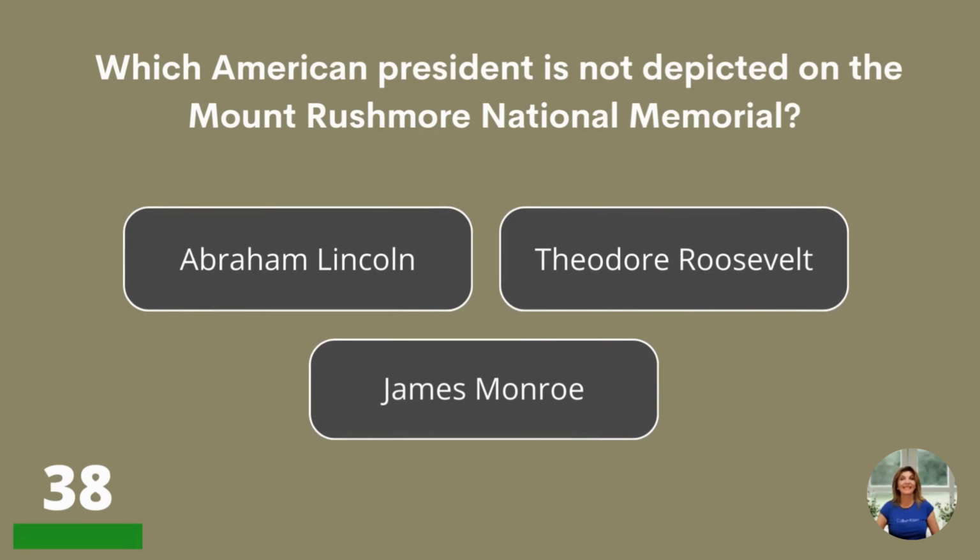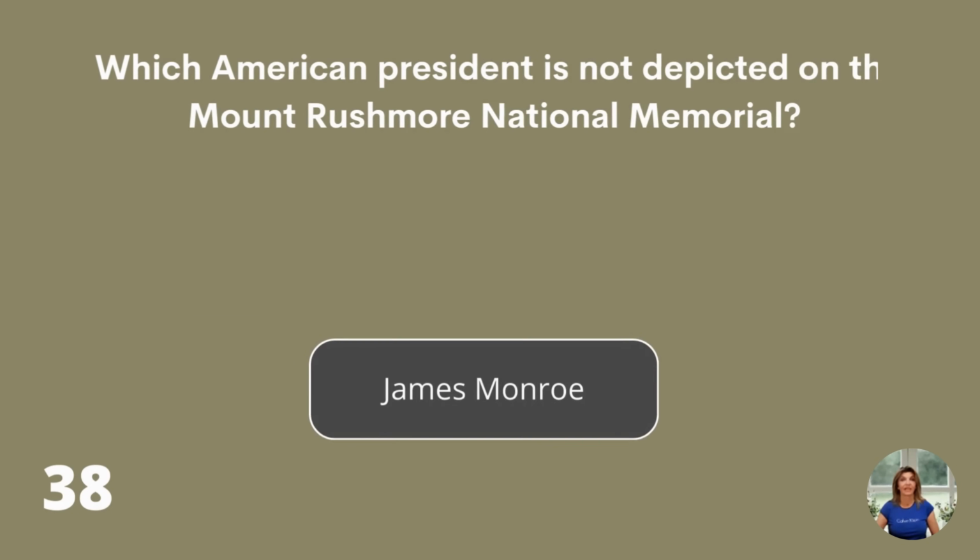Which American president is not depicted on Mount Rushmore National Memorial? Abraham Lincoln, Theodore Roosevelt, or James Monroe? James Monroe.